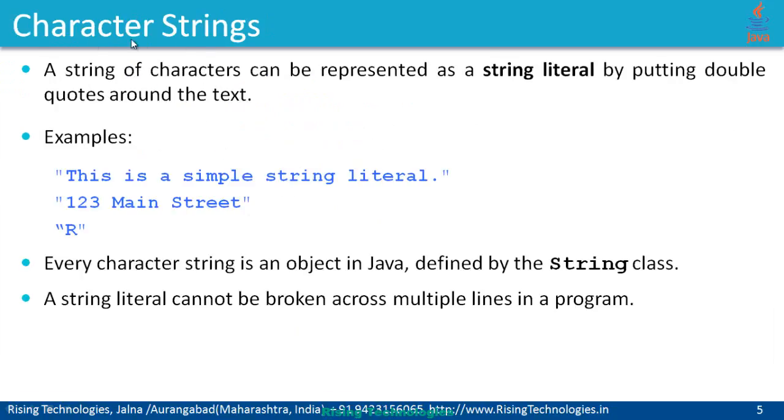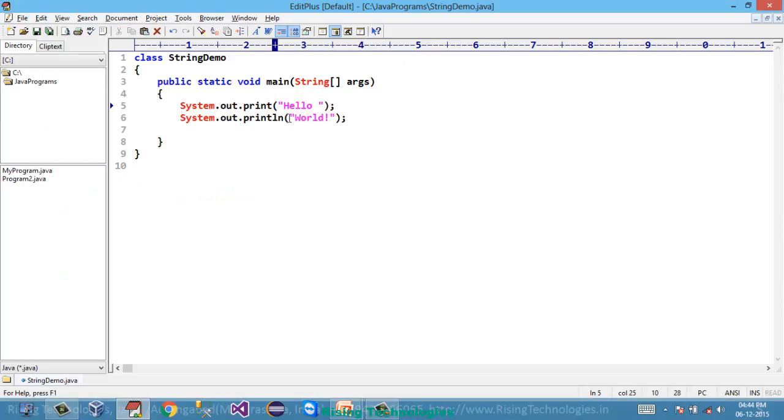Now the next important concept is character strings. A string of characters can be represented as a string literal by putting double quotes around the text. So this is an example of a string literal that contains a few characters enclosed within a pair of double quotes. Even a single character can be treated as a string literal if I put that character in a pair of double quotes. So in this example, hello is a string literal, and word is a string literal.